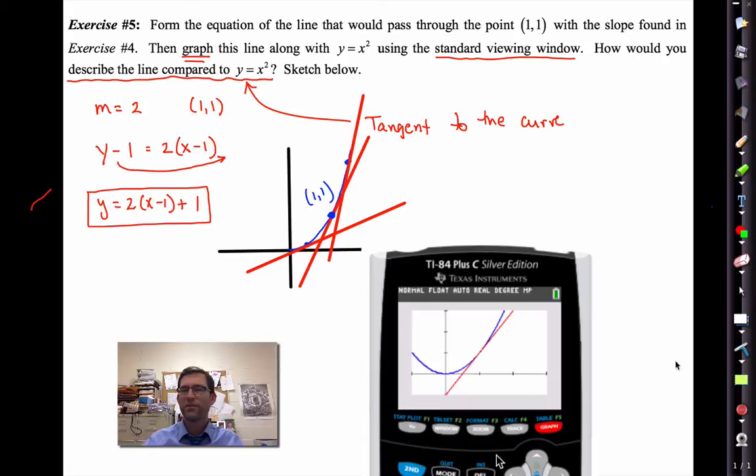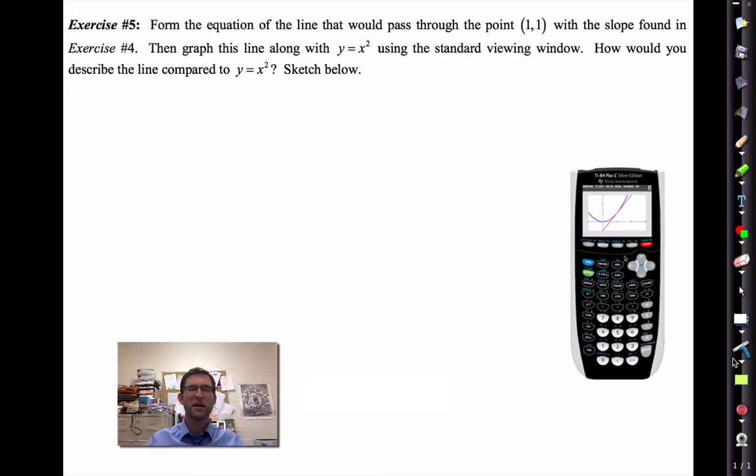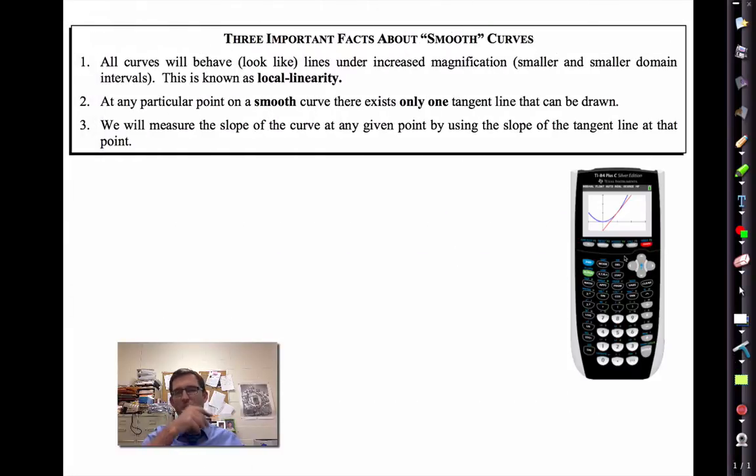All right, here we go. Let's make the calculator a little smaller. We'll bring it back when we need it. All right, bye-bye. Okay, let's summarize all of this. This is so important. 3 important facts about smooth curves. Now, let's clarify smooth curves at this point. This curve is smooth.